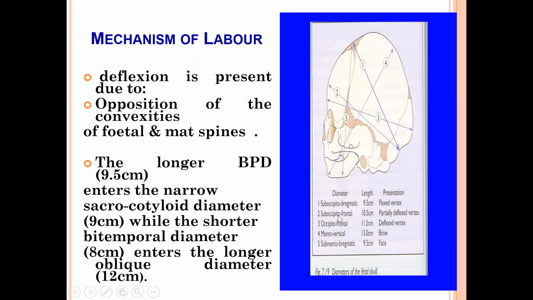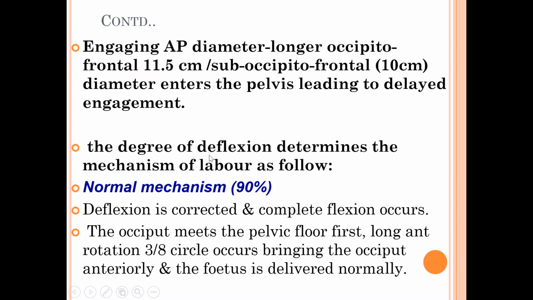So during this occipital posterior position, the common diameter is suboccipitofrontal or occipitofrontal, which is around 10.5 centimeters, because the head is slightly deflexed. So the engaging AP diameter is the longer occipitofrontal or suboccipitofrontal diameter entering the pelvis, leading to delayed engagement. Because the larger diameter is entering the pelvis, it will lead to delayed engagement. The degree of deflexion determines the mechanism of labor. So according to that, there can be different mechanisms of labor.